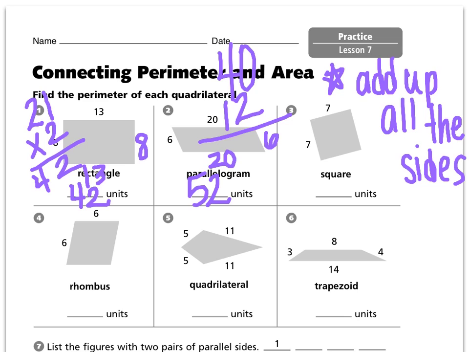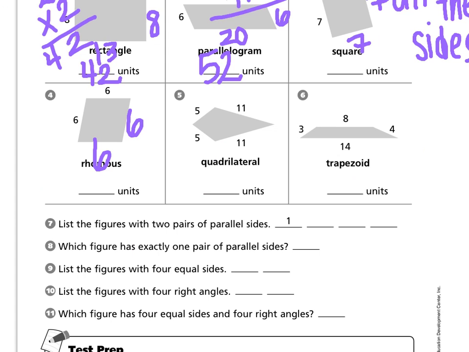Use this strategy for number 3 and number 4. The sides will be 7 for number 3 because it's a square, and because number 4 is a rhombus, both sides are going to be 6. For number 5 and number 6, what you're going to do is make sure that you add up all the sides. Remember to use all the numbers that are given because that's the lengths of each side.